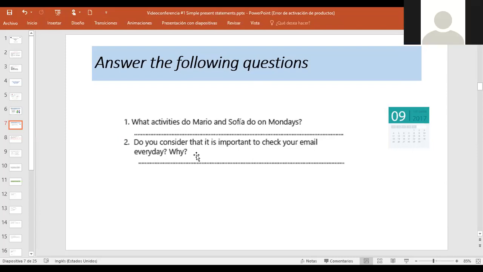Celia, Yasmín, porque creo que hay dos Celias. No, usted es Celia y ella es Azalia. Ok, perdón. Te voy a decir Yasmín, entonces. Yasmín, read question number 2. Do you consider that it's important to check your email every day? Why? Very good.